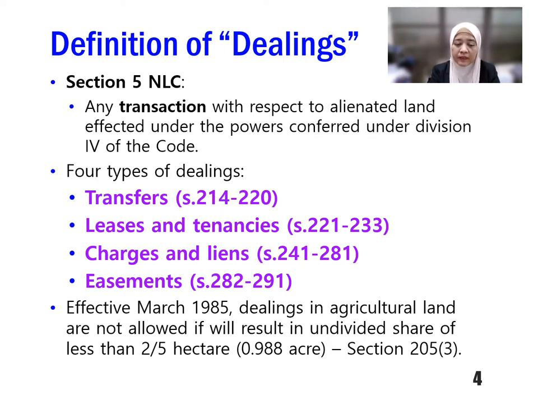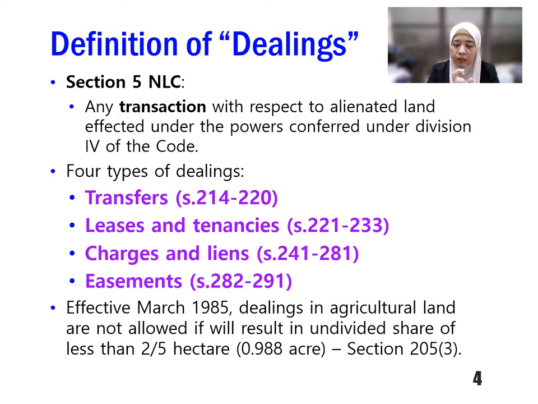That's why they come under the same category. Okay, leases and tenancies. Those concern rental, but leases are for a longer term. Tenancies are for a shorter term. So that is the main similarity between leases and tenancies. But there are distinct differences.